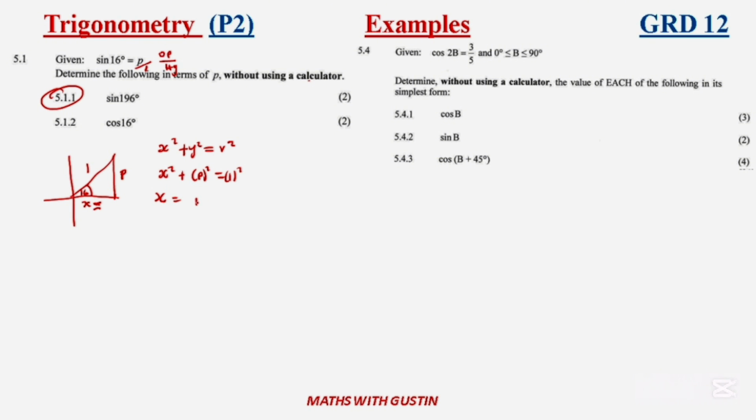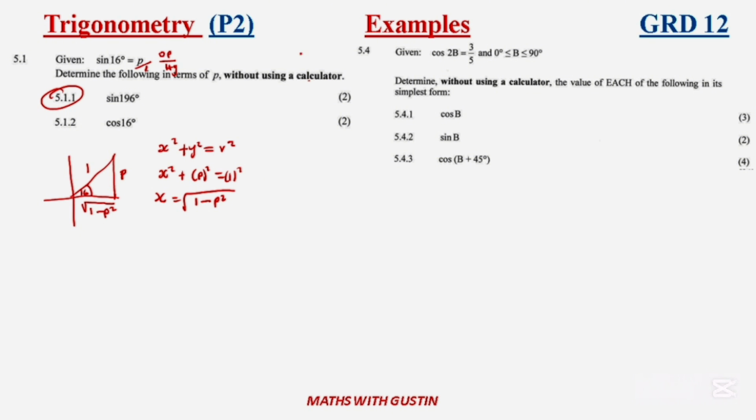Because you guys are in grade 12, I'm going to skip the other part, and then take the square root thereof. So x here is going to be the square root of 1 minus p squared. Great stuff. With that in mind, what else do we need here?